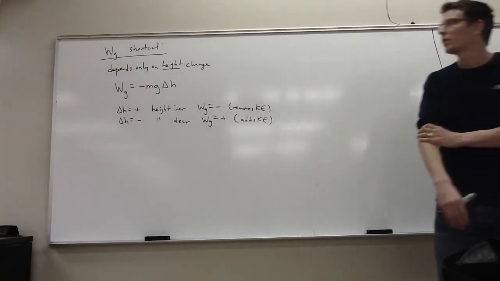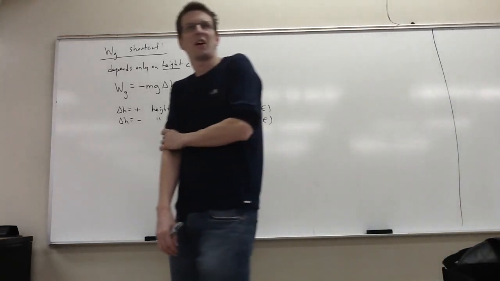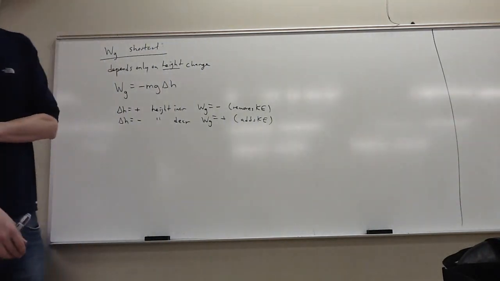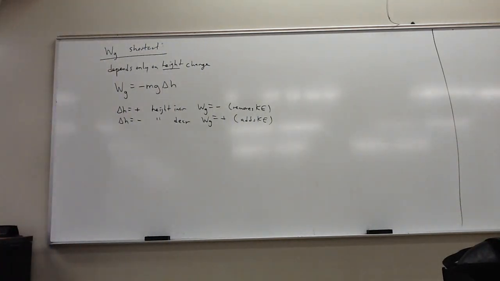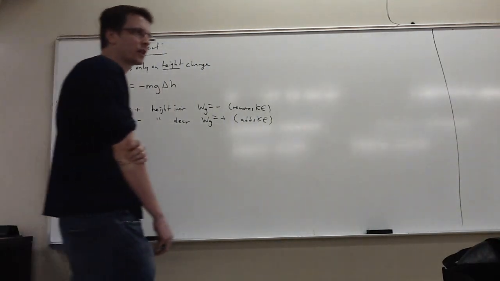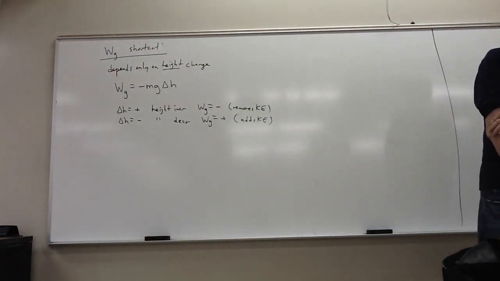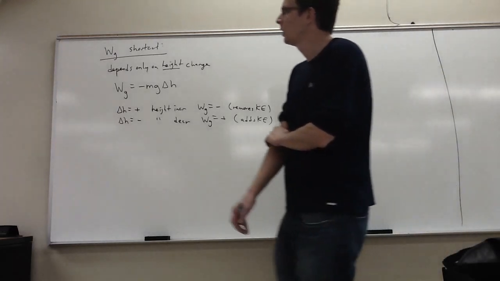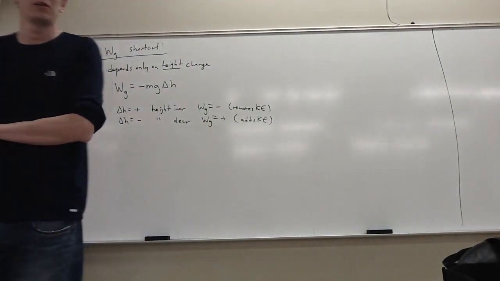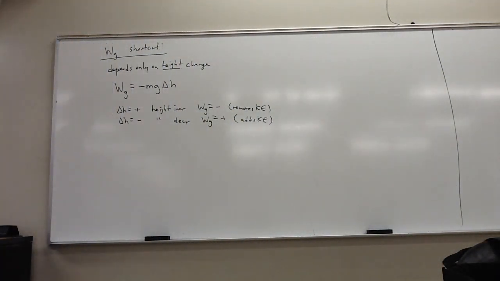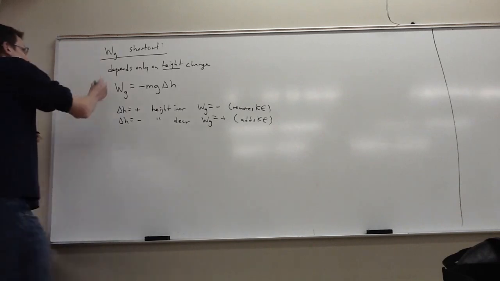Okay, so what I was doing last time was developing a shortcut for calculating gravitational work. We found there were nice shortcuts for the normal force work and the frictional work, and then we found that there's an incredibly easy way to calculate the work done by gravity. So, major shortcut. The work done by gravity depends only on the height change.